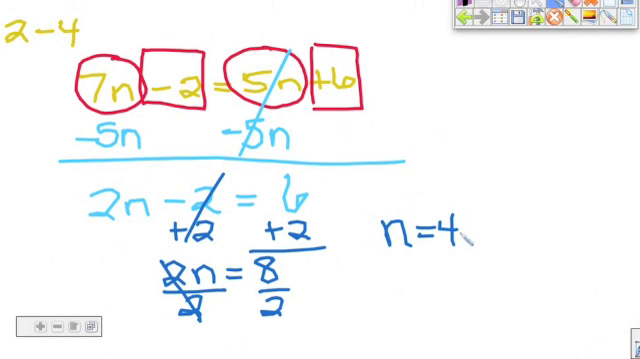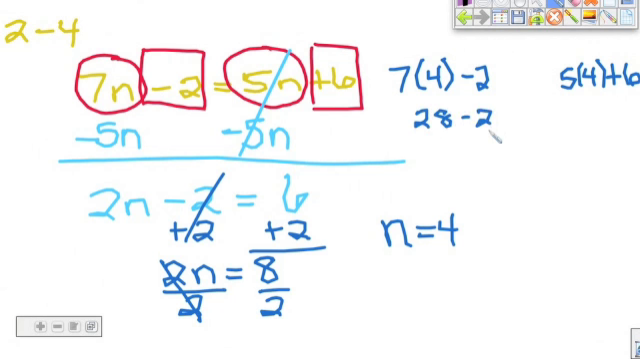And again, guys, this is a great way to go back and check. Put in 4 for your n's. It would look like this: 7 times 4 minus 2, and 5 times 4 plus 6. You should get the same answer on each side. So this is going to be 28 minus 2, which would get me 26. This here is 20 plus 6, which gets me 26. Are these the same? Then I did it correctly. Quick way you can check on a test. All right, let's do another one.